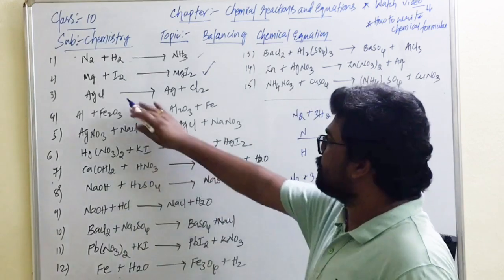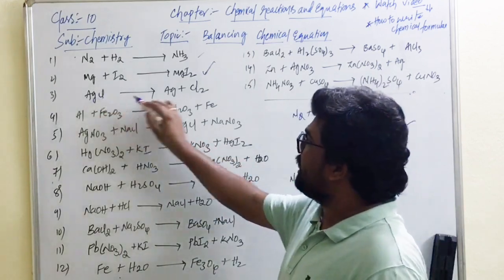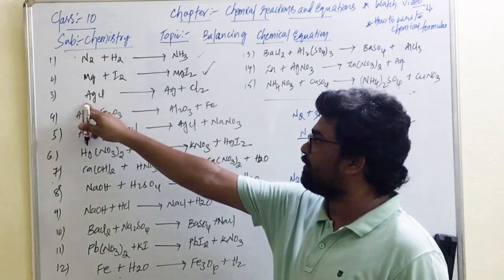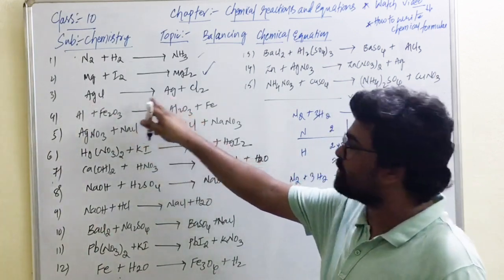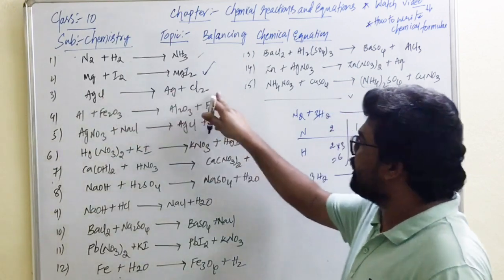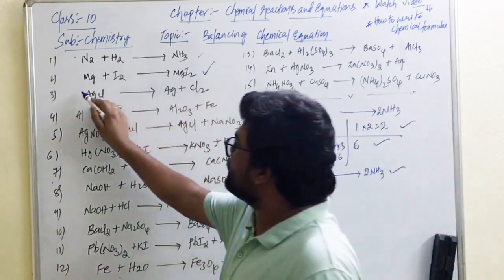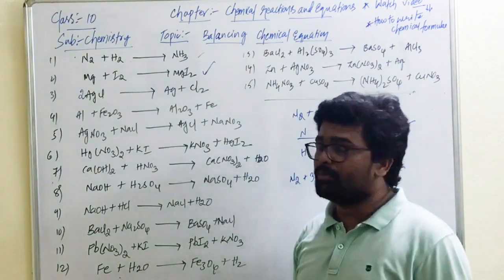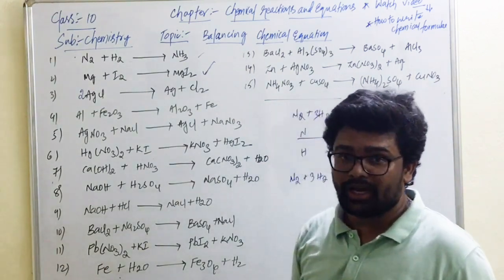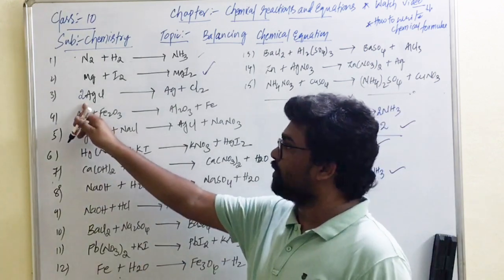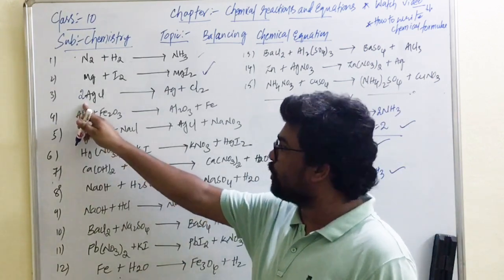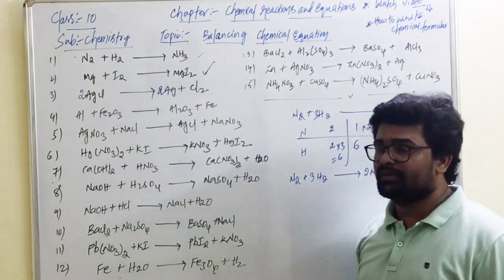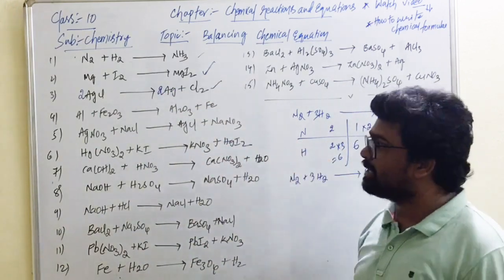Now let us look into this one. AgCl gives rise to Ag plus Cl2. Silver is 1 on the left hand side, 1 on the right hand side. It's balanced. Now chlorine is 1 on the left hand side, 2 on the right hand side. So place 2 before AgCl. Now chlorine is balanced, but the number of silver has changed. Now 2 on the left hand side, 1 on the right hand side. So place 2 before Ag. Silver is balanced. It's a balanced equation.